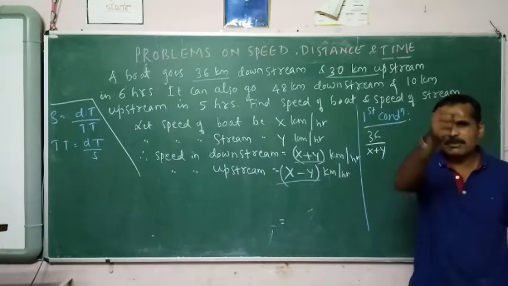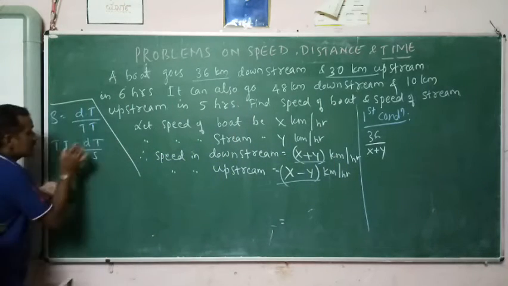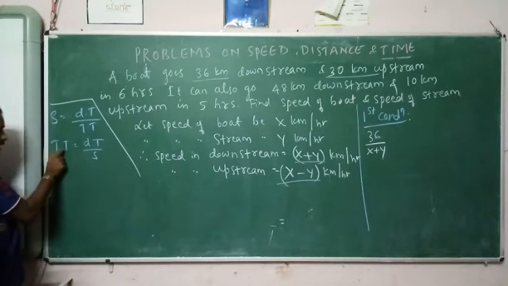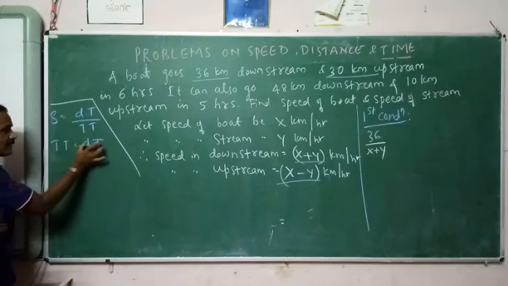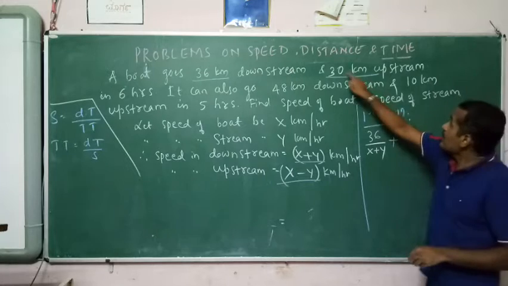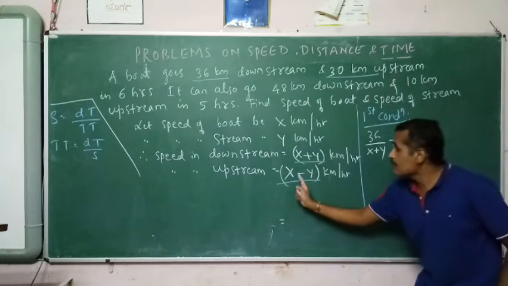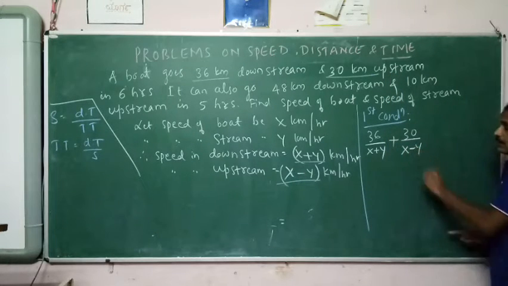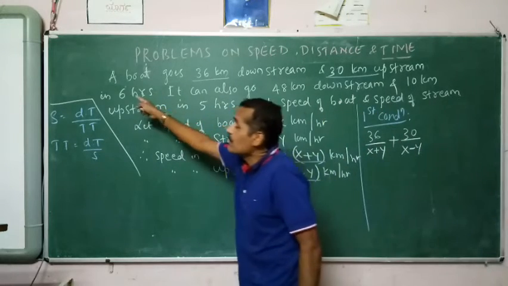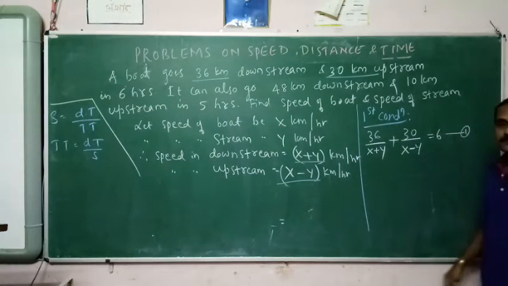Again, some students will be having the doubt, why is it 36 divided by x plus y? See here, 36 is the distance, speed is x plus y. If you divide, you get the time taken. To get the time taken, I should divide them. Plus 30 km upstream. 30 is the distance divided by the upstream speed, x minus y. Both together, this is also a time, together it takes 6 hours. 6 hours is the combined time, right? Equals 6, equation number 1.